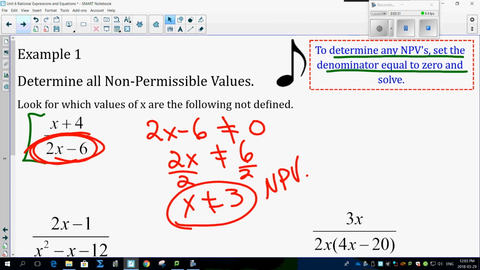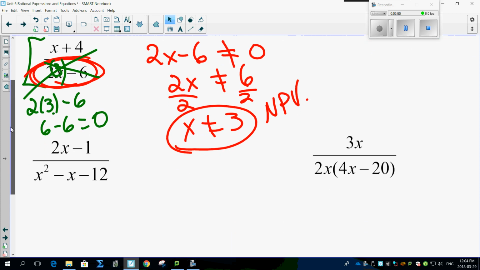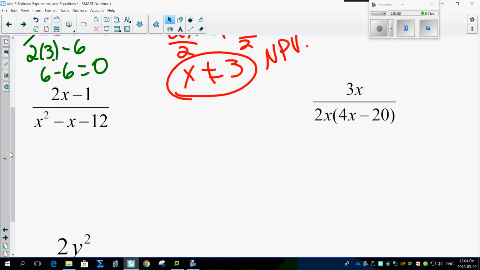Check it, prove it. If you put a 3 right here, 2 times 3 minus 6, 2 times 3 is 6, 6 minus 6 is equal to 0, and you know and I know you can't do that. So that's what a non-permissible value is all about. Okay, so let's look at some more complicated questions. I got 2 or 3 more down here that I want you to look at. I want to look at this one first.